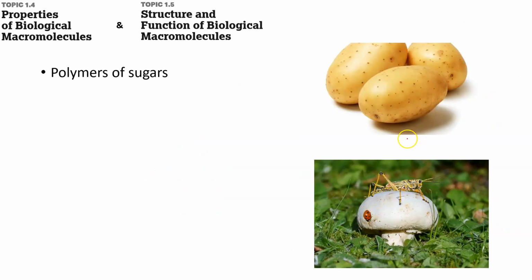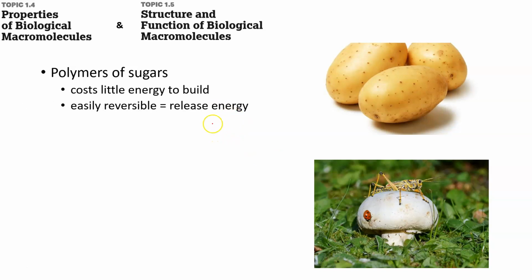Okay, let's look at some of these polymers of sugars more in depth. Polymers cost very little energy to build. They store a lot of energy, and they're easily reversible. So it's very good to release energy. You know, potatoes store tons of energy. This is what this starch up here is. This is an energy storage molecule for plants. Obviously, it looks like stench. Handwriting's terrible, sorry. Starch, right?